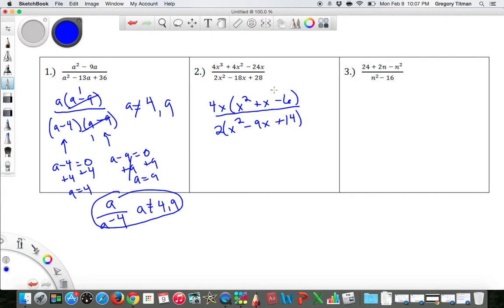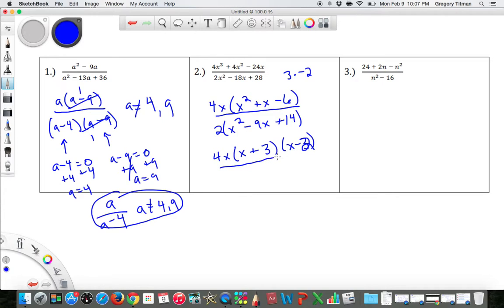So let's factor this trinomial. The factors of negative 6 that have a sum of 1 would be 3 and negative 2. 3 times negative 2 is negative 6. 3 plus negative 2 is positive 1. So the numerator is going to factor as 4x times x plus 3 times x minus 2.